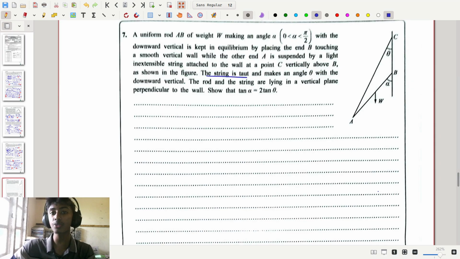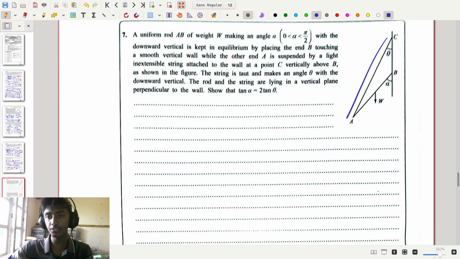The string is taut and makes an angle theta with the downward vertical. The rod and the string are lying in a vertical plane perpendicular to the wall. Given this information, we are asked to show that tan alpha is equal to tan theta. So we are asked to show a very simple thing, but we have a lot of setup for it. If we take a look at the diagram, we can see they have drawn out the rod AB here. They've also drawn out the line AC, which is representative of the inextensible string that we have.